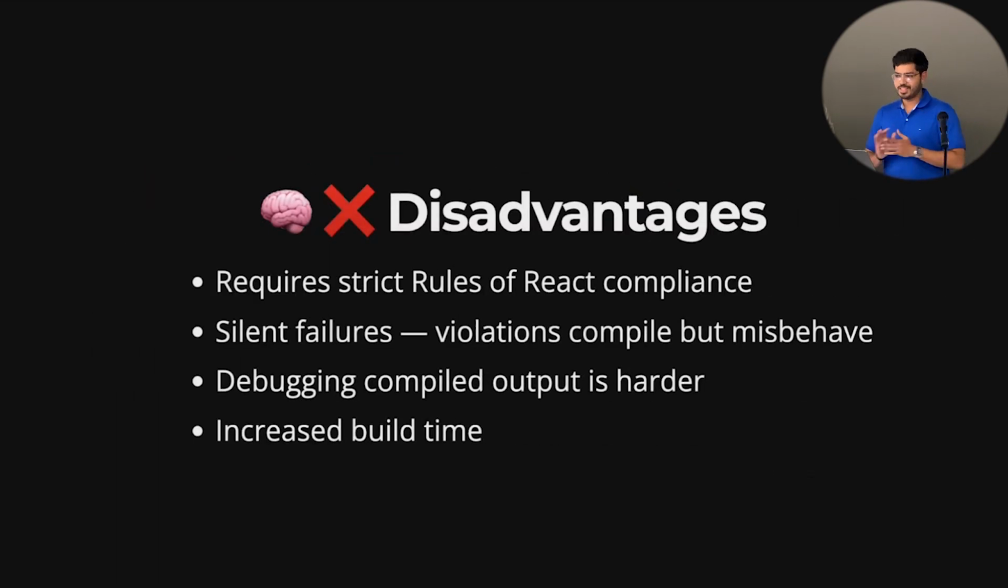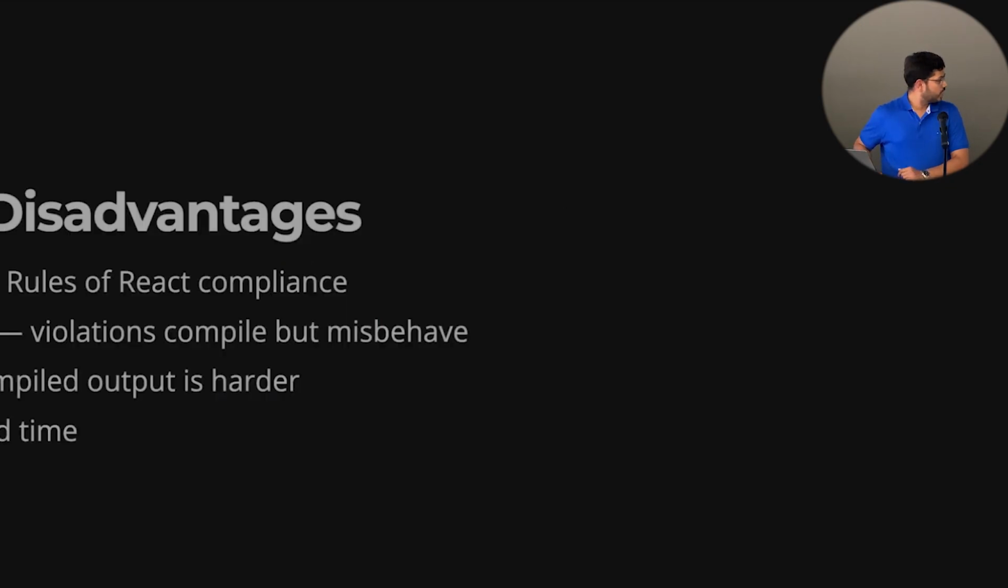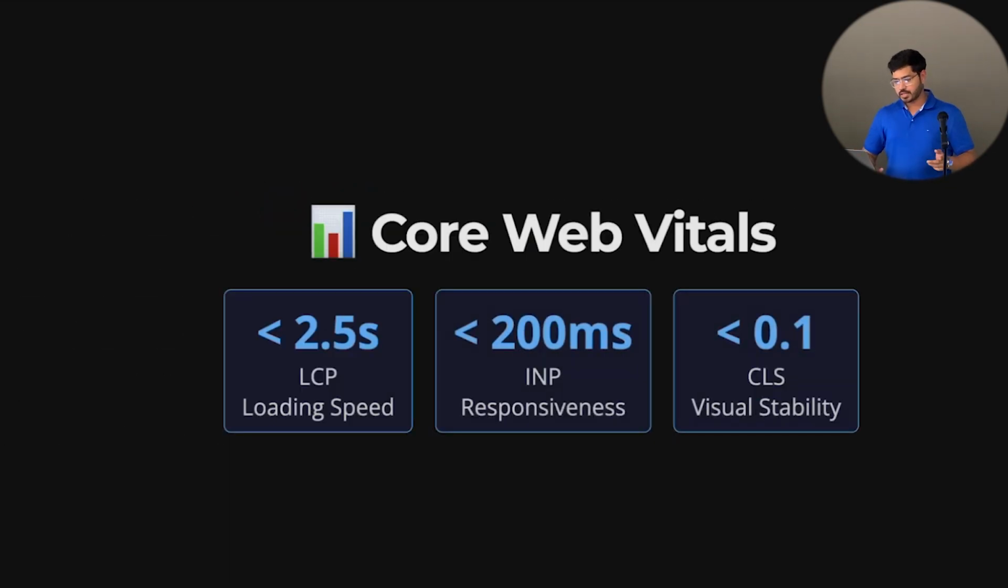It does come with some drawbacks. If there are violations during build time, it doesn't stop the build process. It still continues with a warning. So there could be silent failures, and debugging compiled code is harder. For the experimentations that we have done, we saw a marginal increase in build time, but there could be an increase in build time as well. So that's it for the React compiler.